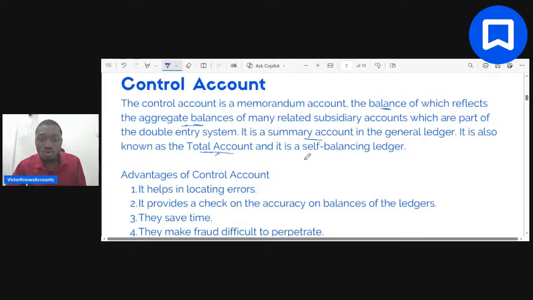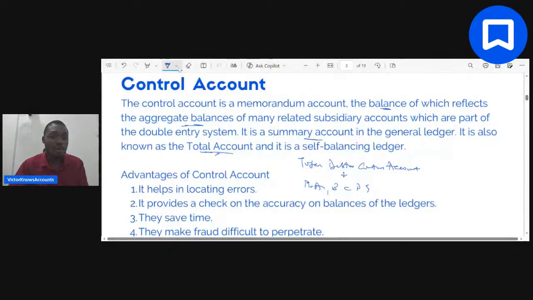So if you have your total debtors control account, for example, the balance in the total debtors control account gives you the total of all balances in the individual debtors account. So if we have 5 debtors, Mr. A, B, C, D, and E, by the time you add all of these balances, it will give you the same thing as what you have in the total debtors control account. That's basically what we mean by control account. Do you understand that?